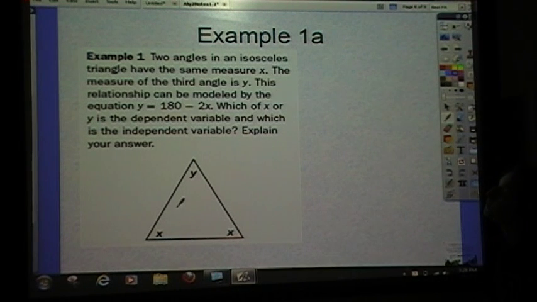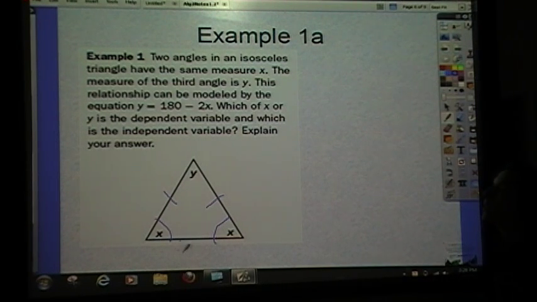Here's an example. 2 angles in an isosceles triangle have the same measure x. You guys know that from geometry. The base angles of isosceles triangles are congruent. The measure of the third angle is going to be y. You guys all know there was a shortcut. You could take 180, because the angles of a triangle add to 180, minus 2x, because those two are the same, will give you what y is. Which of x or y is dependent and which is independent?